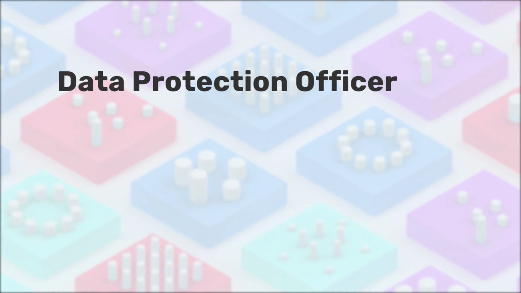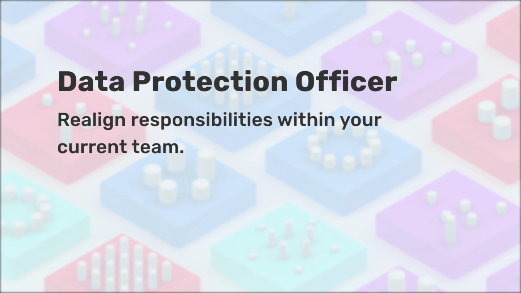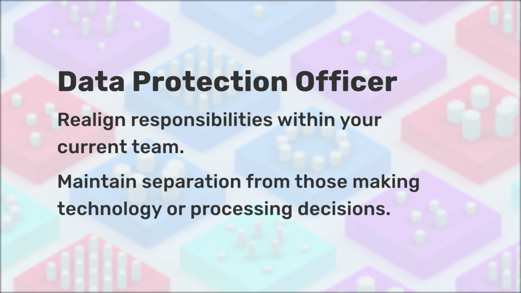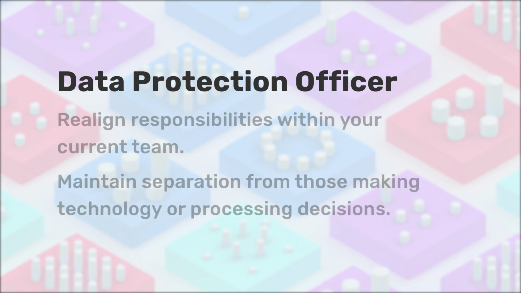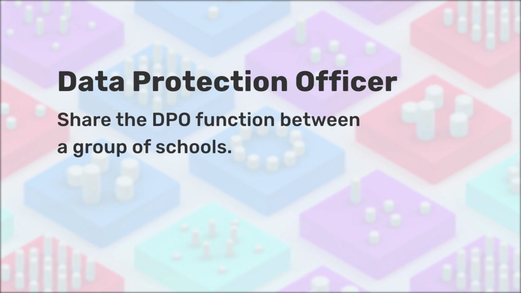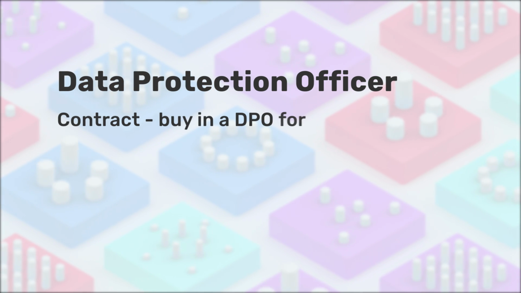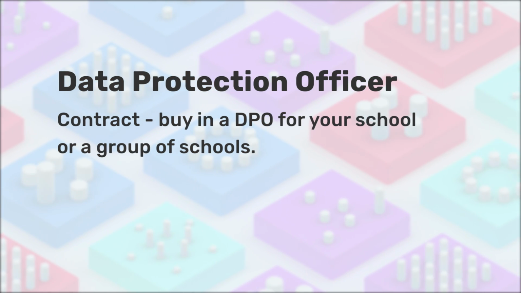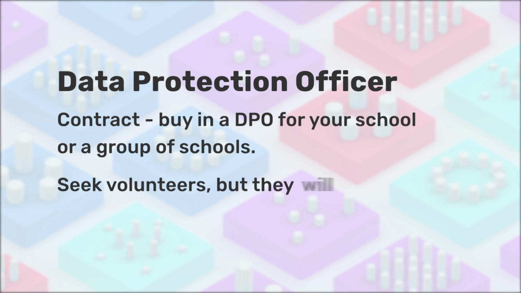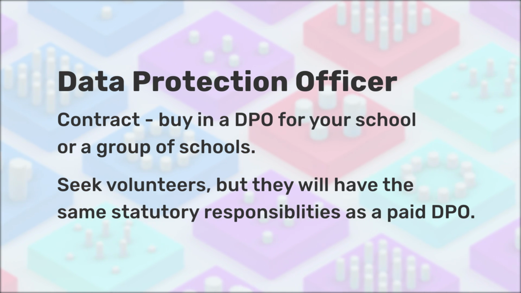So, what might some solutions be? You could realign responsibilities within your current team, creating the DPO role within your team that is sufficiently removed from those making technology or processing decisions. You could collaborate, share the DPO function between a group of schools, or share expertise by being the DPO for each other's school. You could contract. It is possible to buy in the DPO function for your school or for a group of schools. Finally, seeking volunteers from experts that may exist in the wider school community is an option.